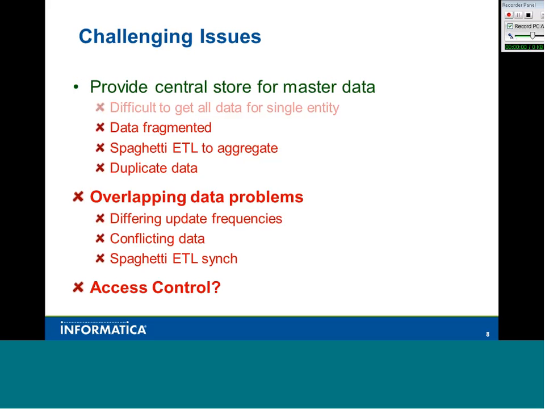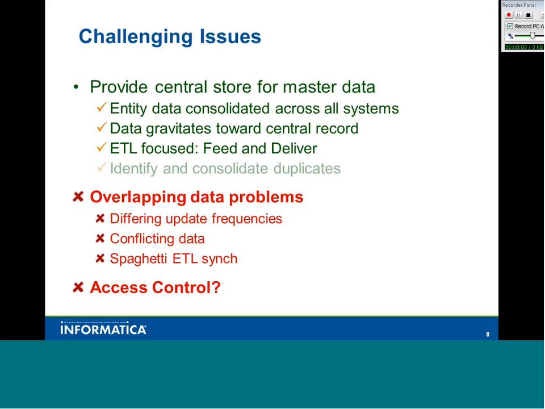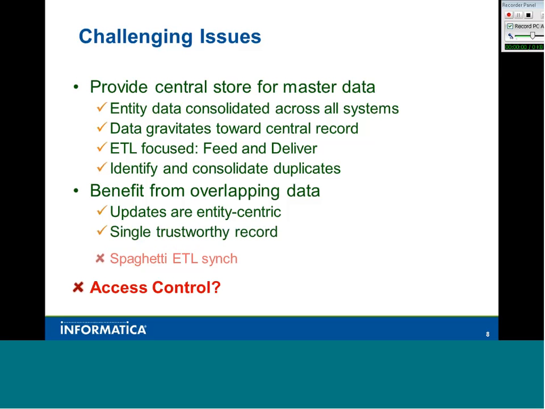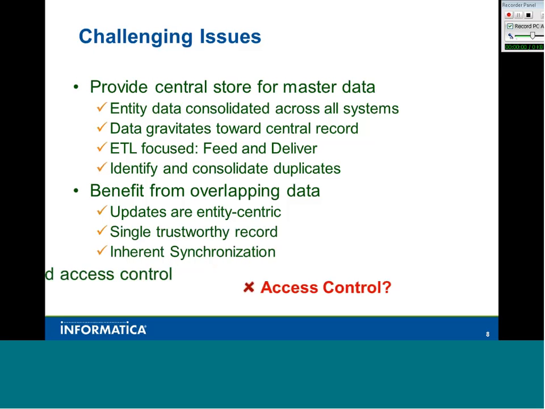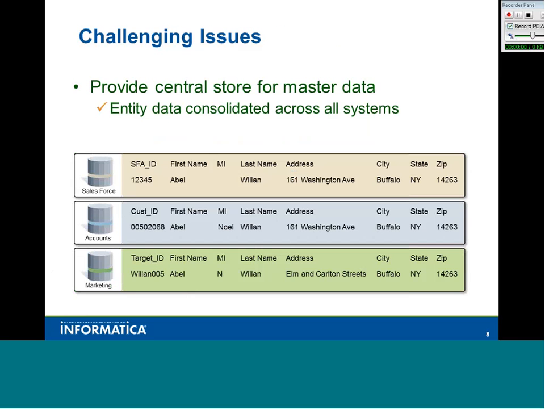To overcome these challenges, what Informatica MDM does is it provides a central store for master data. The benefits for overlapping data are that the updates are entity-centric, and it's a single trustworthy record, and spaghetti ETL is changed into inherent synchronization. And in the end, MDM provides centralized data and access control. How we do that, we'll continue through the slides to give everyone a better understanding.